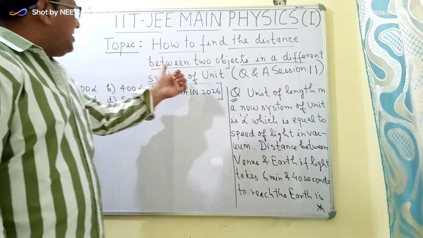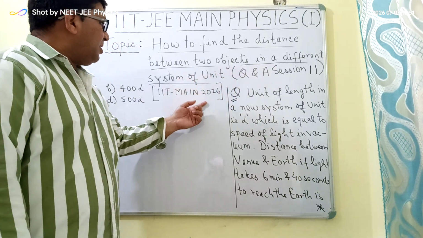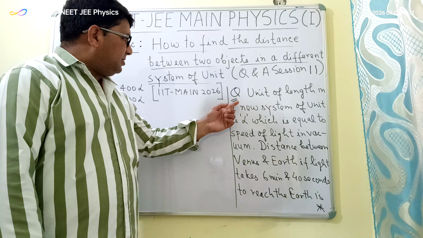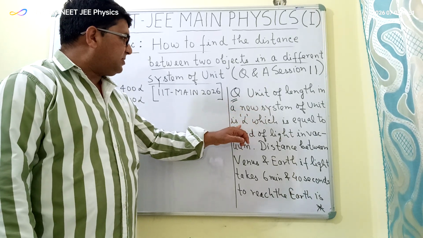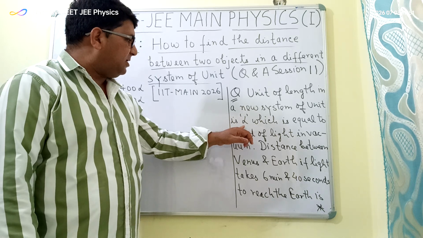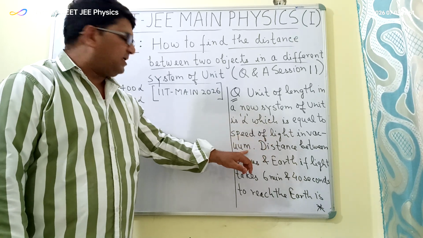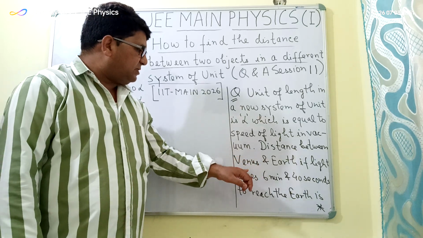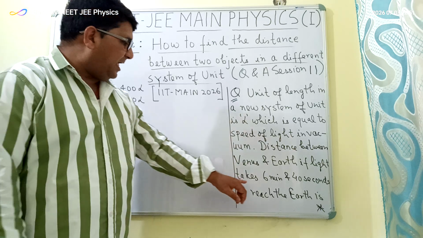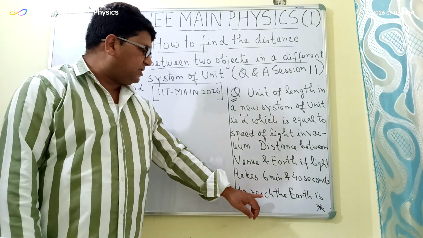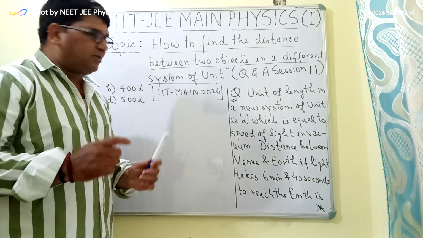The topic is how to find the distance between two objects in a different system of unit. In this question, the unit of length in a new system of unit is equal to alpha, and alpha is equal to the speed of light in vacuum. Now the distance between the Venus and Earth, if the light takes 6 minutes and 40 seconds to reach the Earth, is... we have 4 options there and we have to find the correct option.